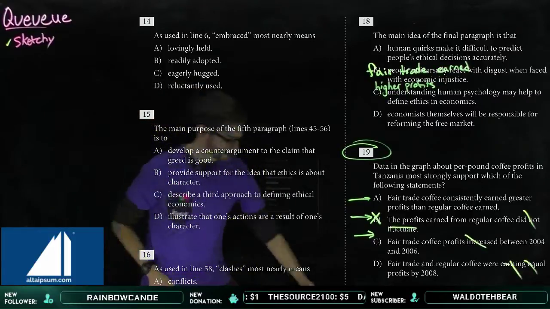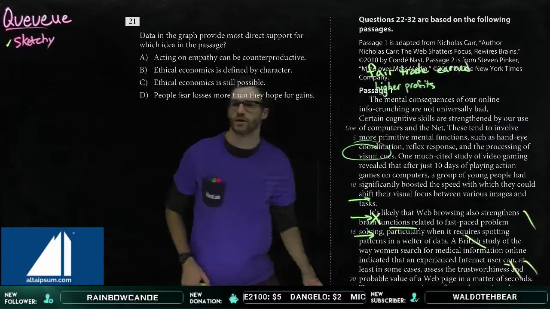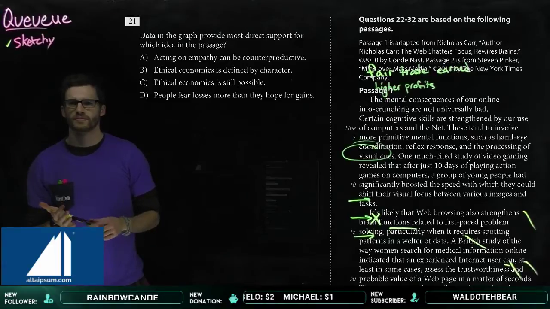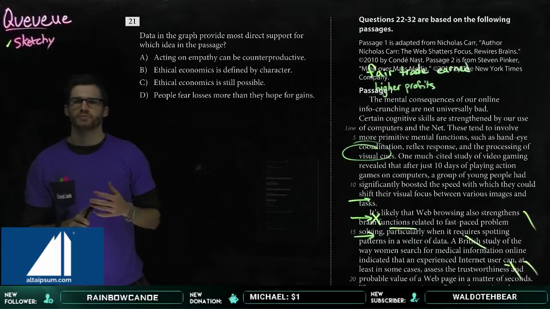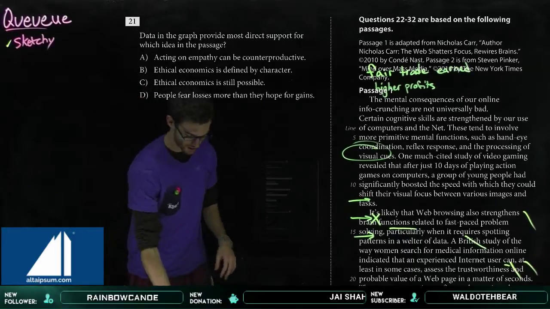I think there might be one more. Let's check. Yes. Okay. Data in the graph provide most direct support for which idea in the passage? Okay. I'll start erasing this and thinking about this question.